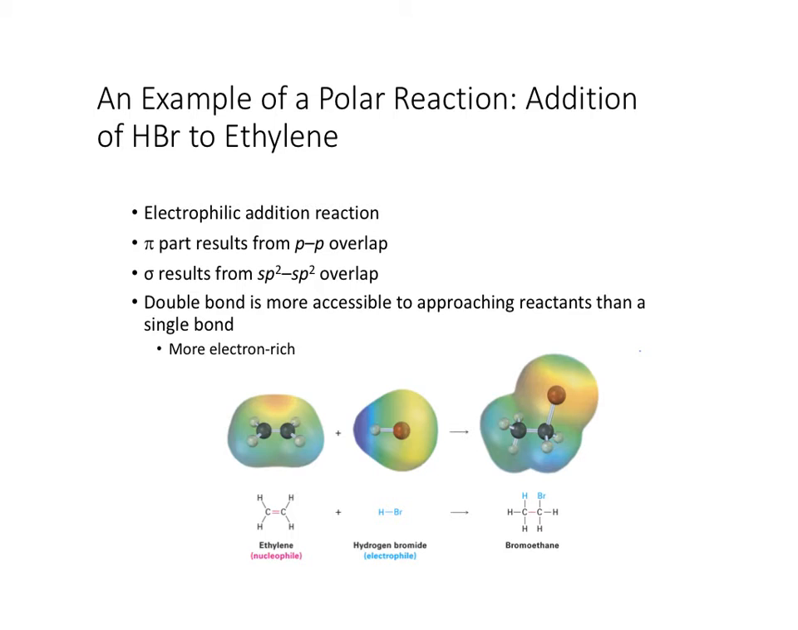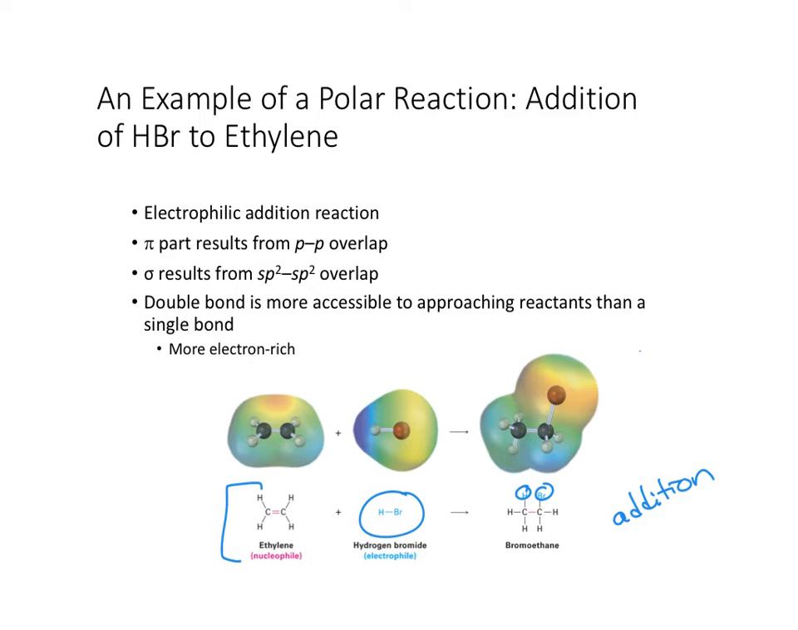Here is an example of a polar reaction, the addition of HBr to ethylene. Here ethylene is the nucleophile and HBr is the electrophile. So first, whenever you're looking at a reaction, notice what has changed. In the reactants, you have a double bond between the carbons, but in the product, you have a single bond. So you got rid of the double bond, and then look what else happened. You've added the H and the Br to the carbons of the double bond.